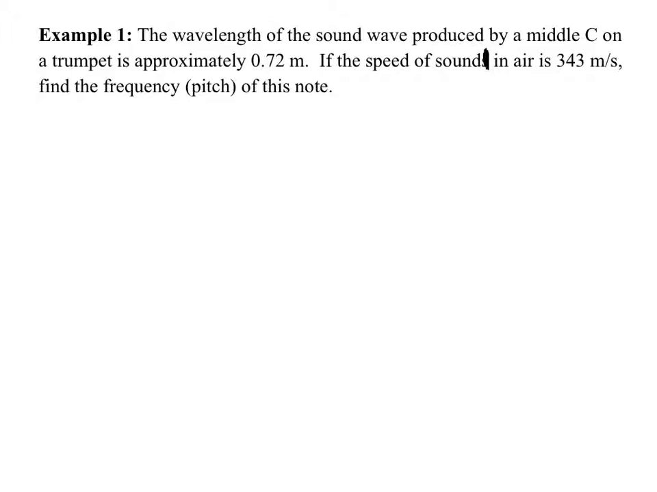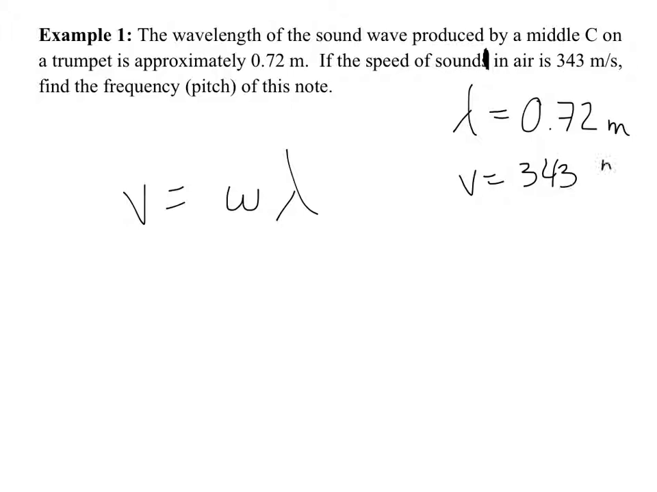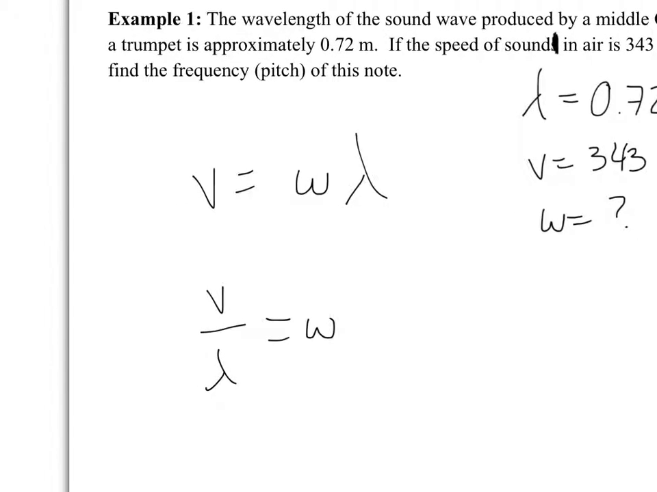So we have the wavelength, the speed, find the pitch of the note. The pitch, or the frequency. So this is a plug and chug. This is really easy, right? Given, what are we given? What variables in the equation? Lambda, which is 0.72, and velocity, which is 343. Okay, and we're trying to find omega. So solve for omega.